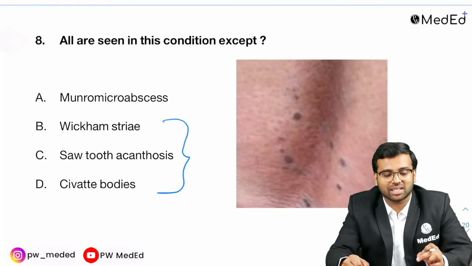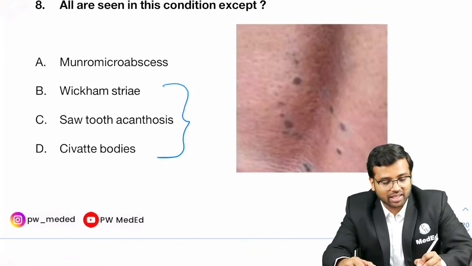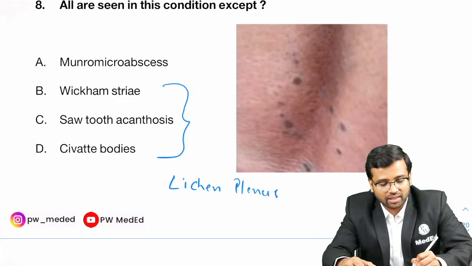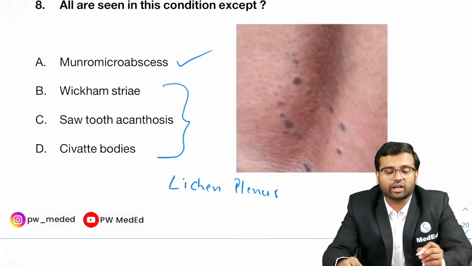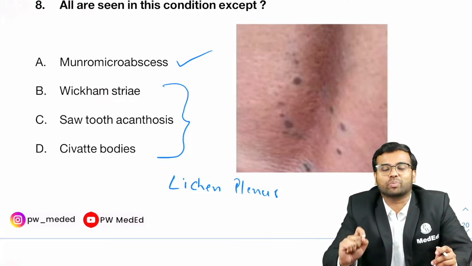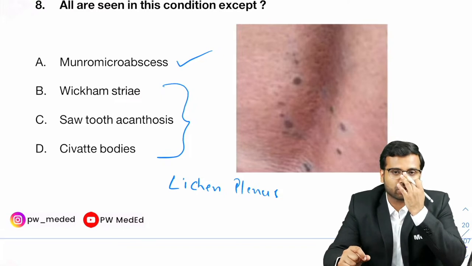What is the name of the disease, anyone? So the name of the disease here is lichen planus. All these three are seen in lichen planus. So the odd one out is going to be Munro's microabscess.